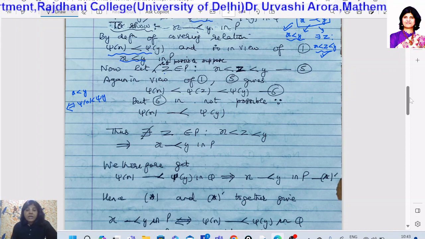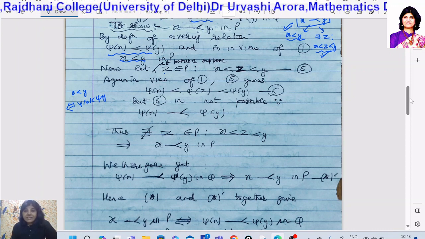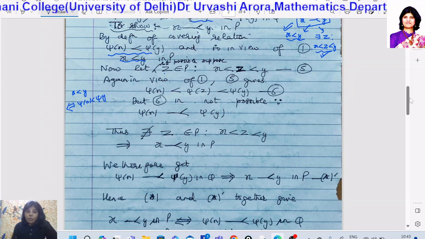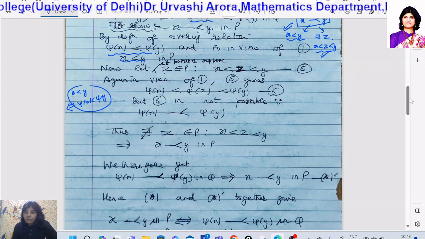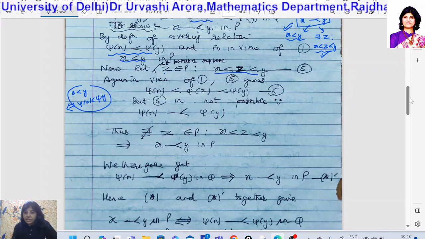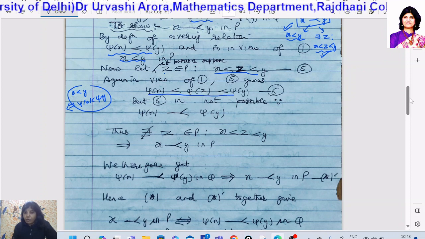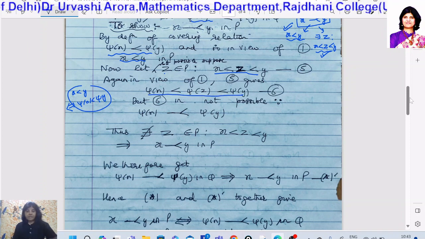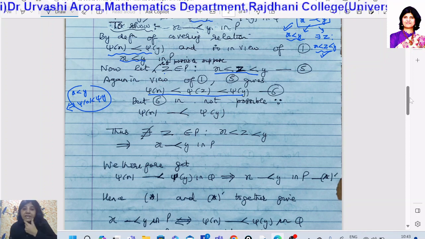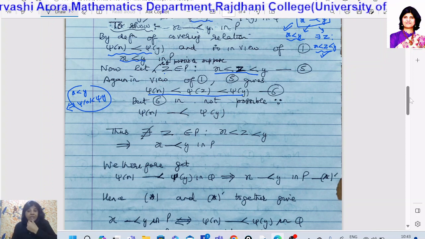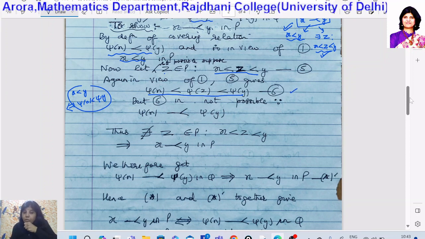Now, because x is strictly less than z is less than y, then in view of 1, whenever the elements are related, their images have to be related. So in view of 1 and 5, we have that psi x is strictly less than psi z is less than psi y. But then 6 is not possible. Why is 6 not possible?